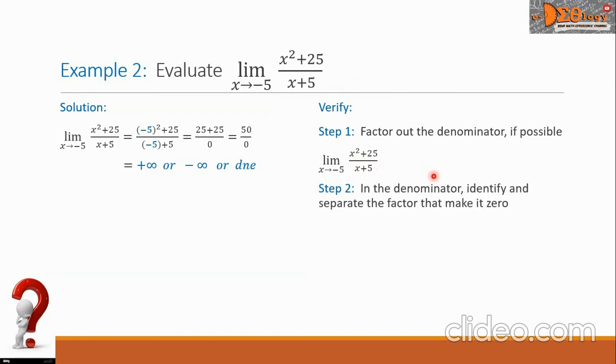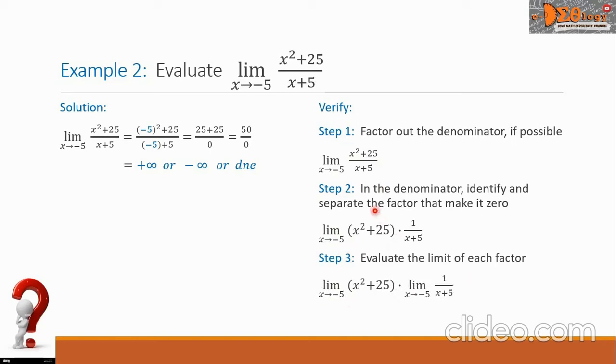Step 2. In the denominator, identify and separate the factor that make it 0. There is no other factor than the denominator itself. So we're going to separate it from the numerator. So it will be like this. The limit of the quantity x squared plus 25 times the fraction 1 over x plus 5 as x approaches negative 5. Step 3. Evaluate the limit of each factor.